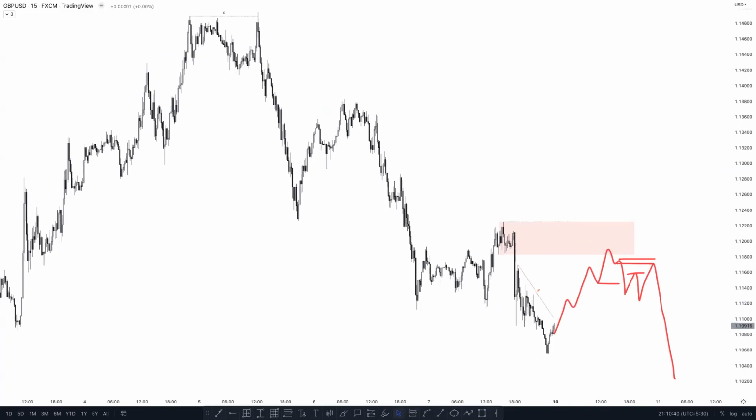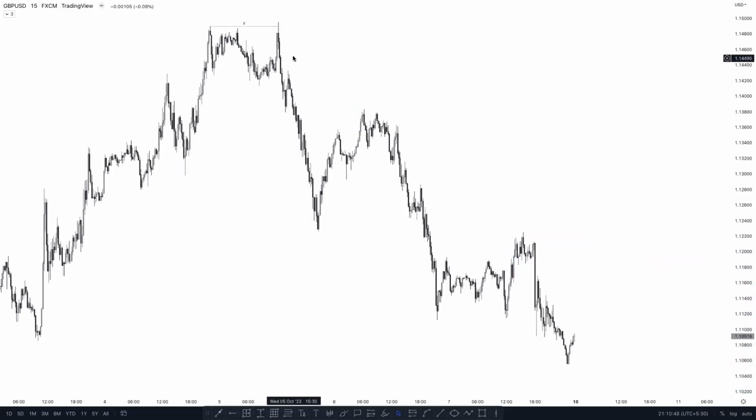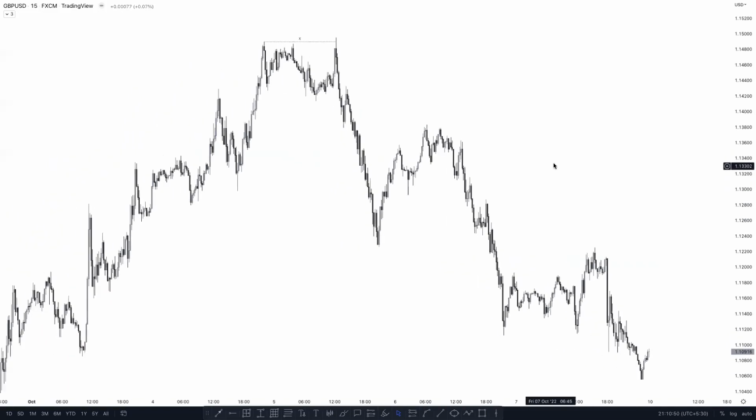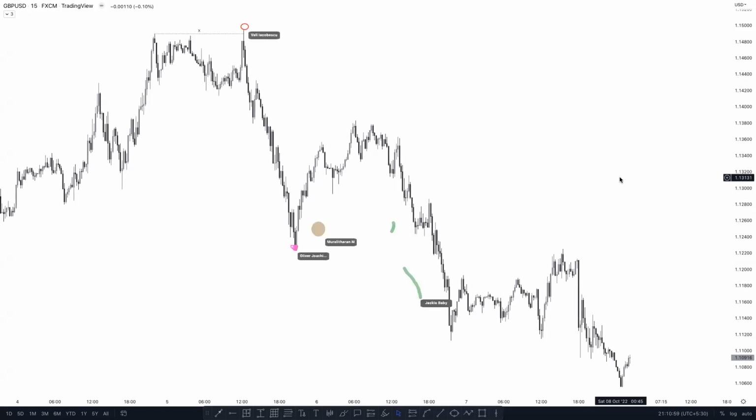If you mark the correct structure in this line, everyone mark the 15-minute structure in this line. Only mark the lower low and lower high only, top to bottom.